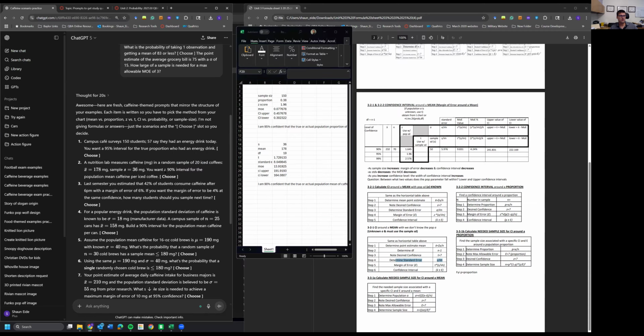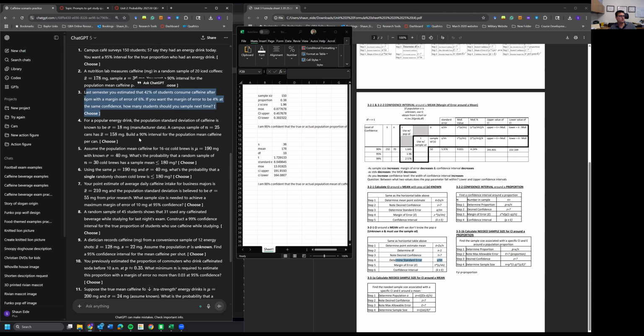So next, we've got last semester, you estimated that 42% of students consume caffeine after 6 p.m. with a margin of error of 6%. If you want the margin of error to be 4% at the same confidence, how many students should you sample next time? Okay, so let's take a look at this. Last semester, you estimated 42% of students. What this is right here, estimating 42% of students consume caffeine, that's a proportion. So we've got the proportion already, and then with a margin of error of 6%. Now we want the margin of error to change to 4% with the same confidence, which it doesn't give us. But how many students should we sample?